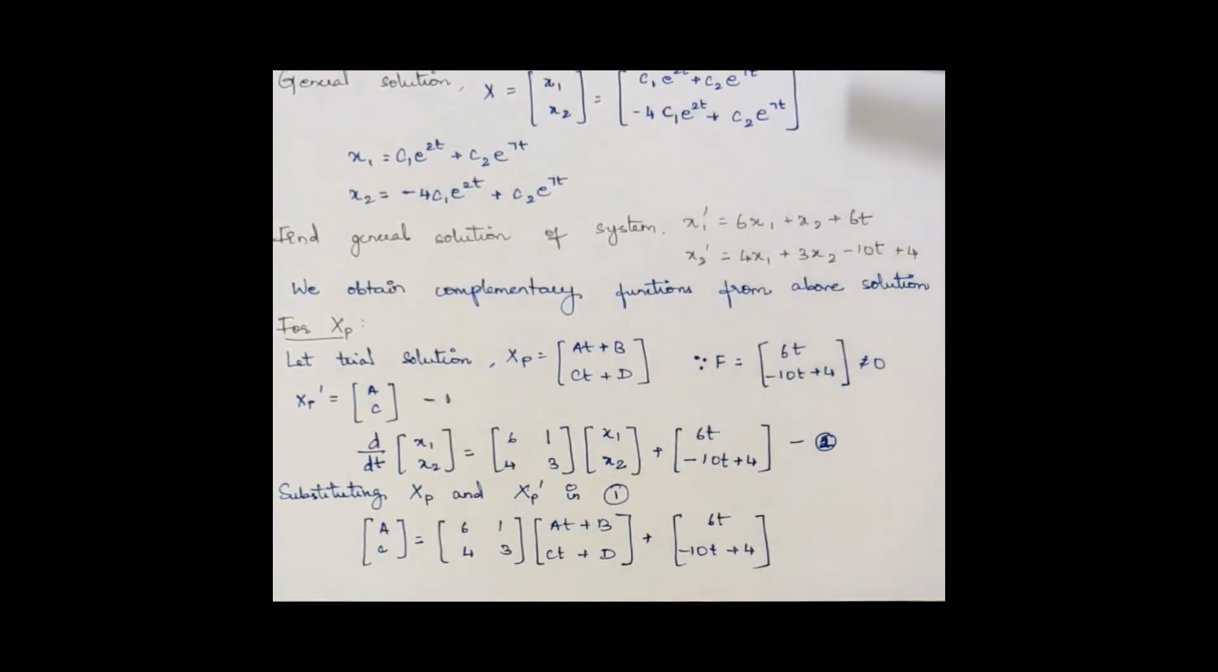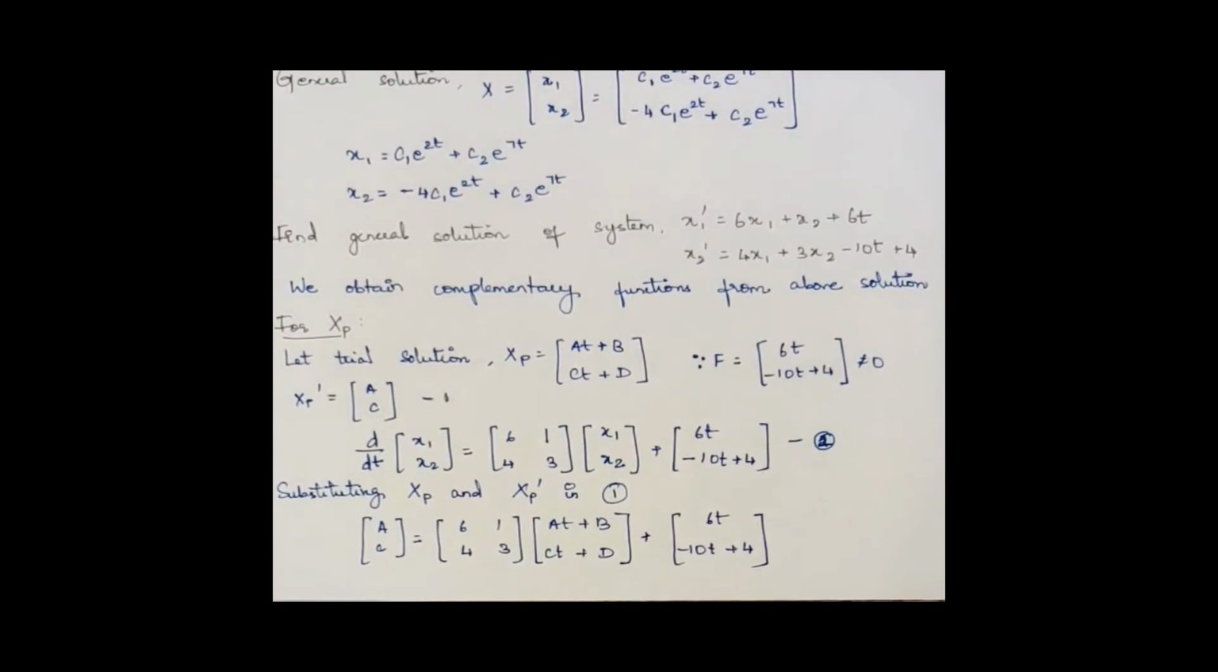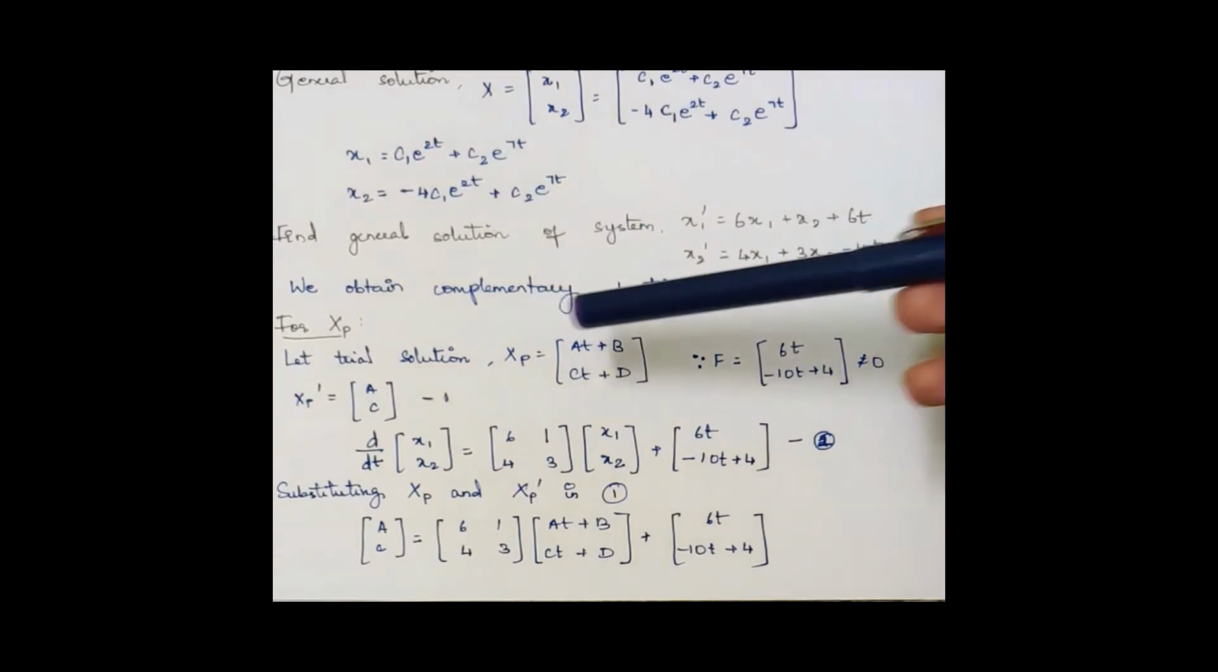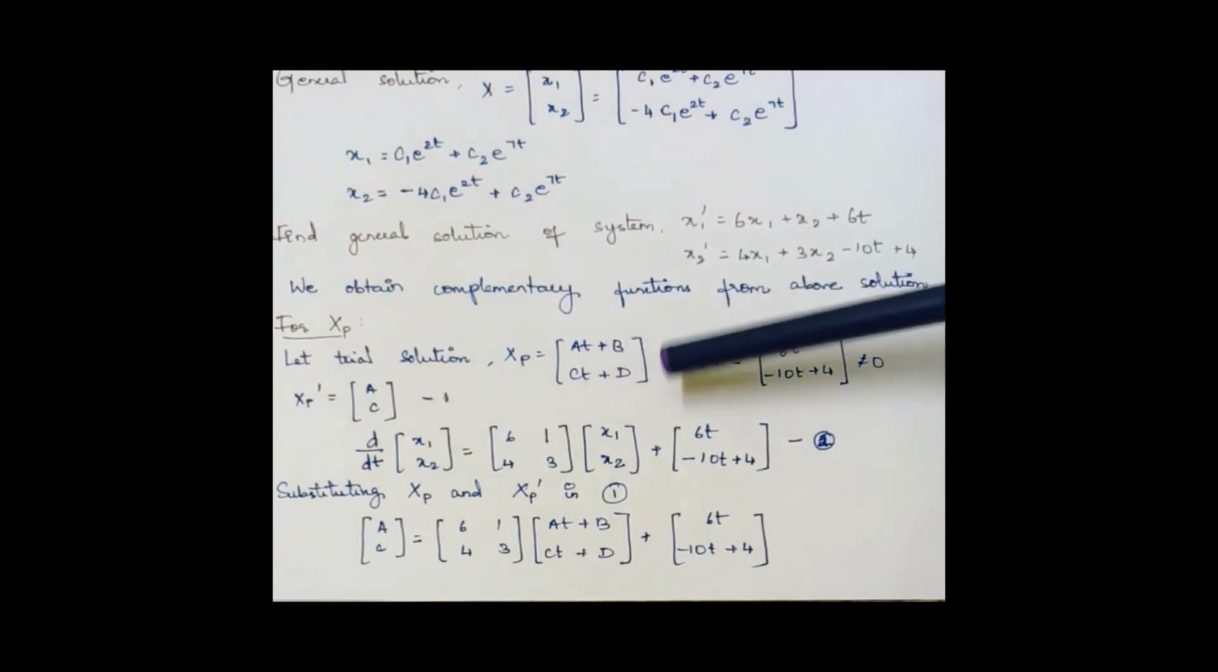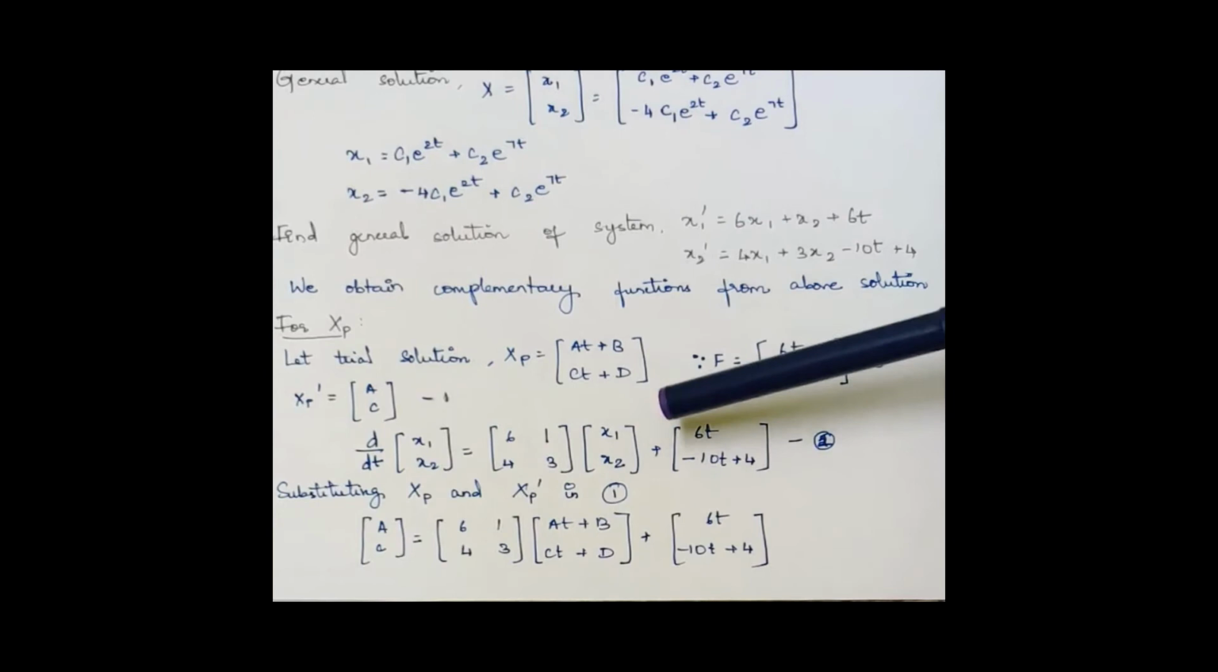As you obtained from the previous method, these are your general solutions. The only task is to find the particular solution. Let's do that here. As we know, we'll be able to apply the undetermined coefficients method. Since both are in linear form, the trial matrix will be At plus B and Ct plus D, because the functions are of this format and they're not equal to 0.